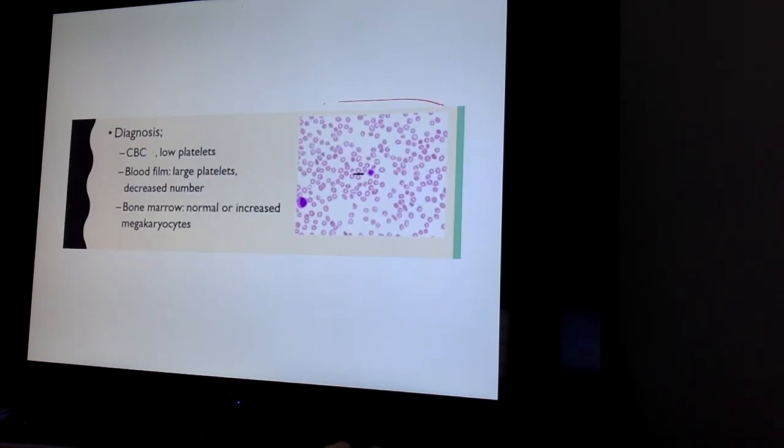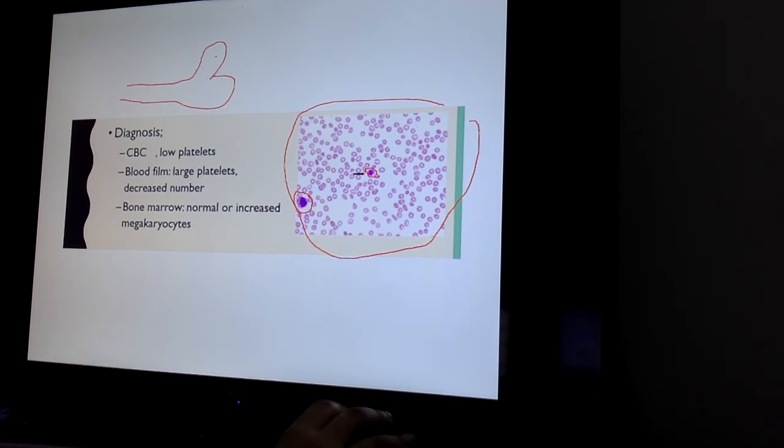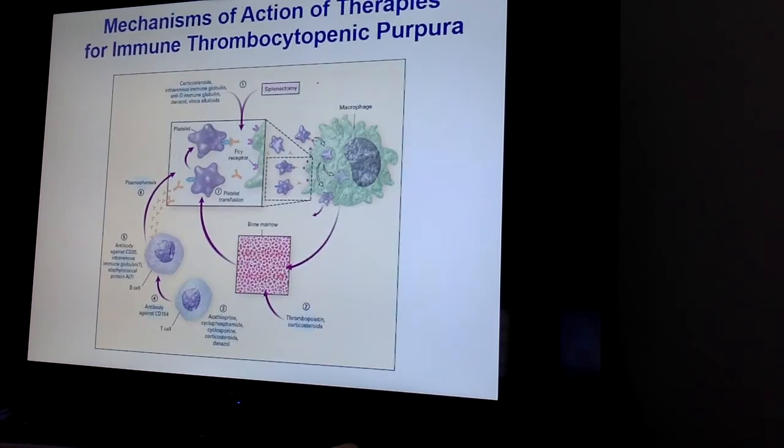The diagnosis, as you can see in this picture, shows normal cells, but there are very low platelets. You can see only a very low number of platelets. This is a megakaryocyte, which is a very, very big precursor cell. And the platelet is large, low in number, and this will reflect the activity of the bone marrow. The bone marrow is trying to increase the number of platelets, because platelets are very low due to destruction via the spleen.